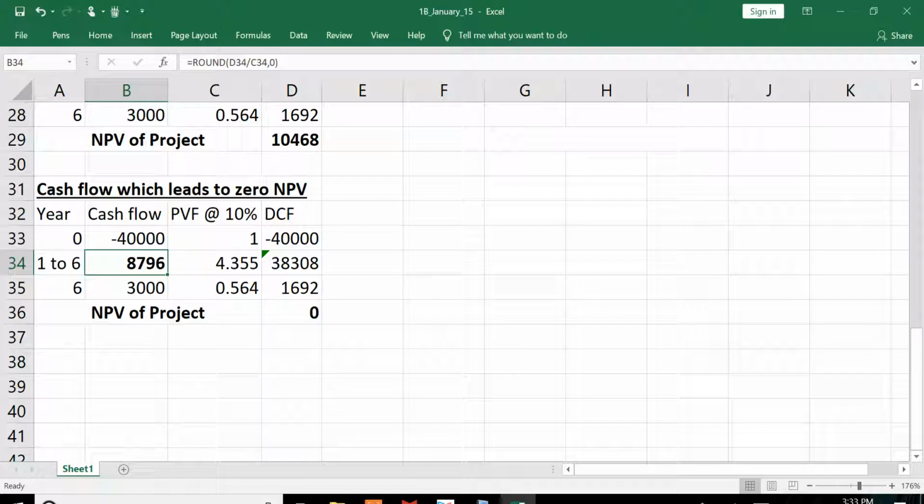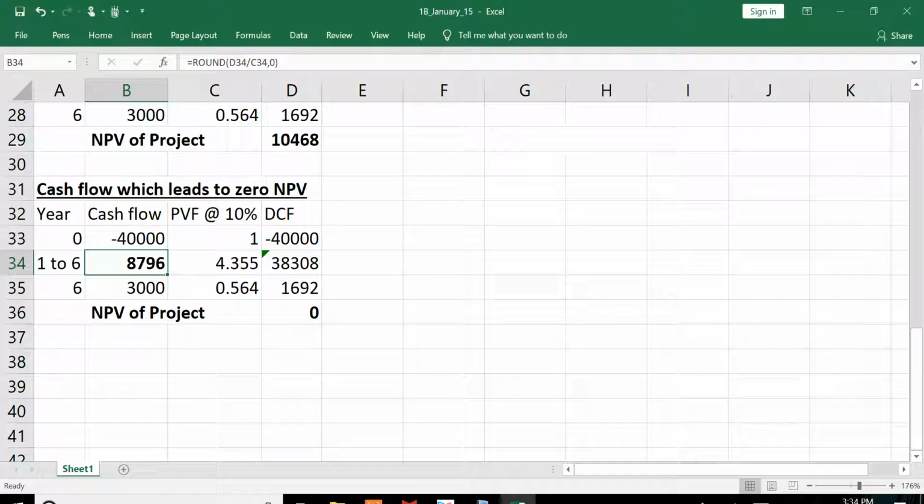8,796. Any doubts on 8,796? Can you proceed? Next point, right? The project needs annual CFAT of 8,796, full stop.